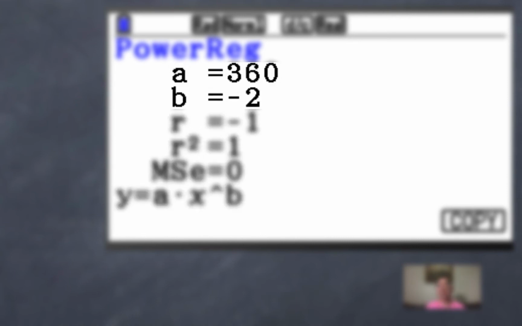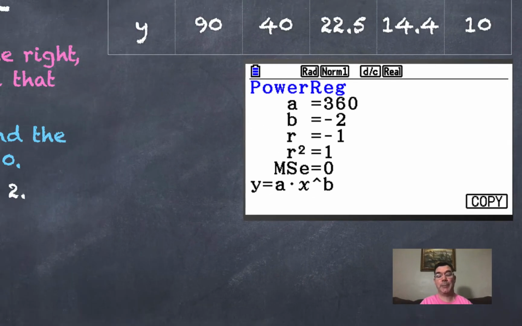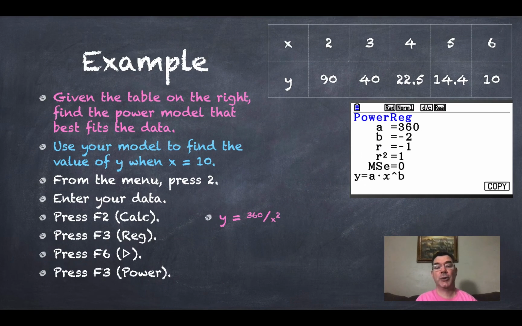Up near the top, it says that a is 360 and b is -2. Well, when you have a negative exponent, that means that you can put that variable at the bottom of a fraction and that will turn it into a positive exponent. So instead of writing y equals 360 times x to the -2, I can say that y equals 360 over x squared. Okay? So that's what that looks like. And that tells me that it is not direct variation, it is inverse variation.